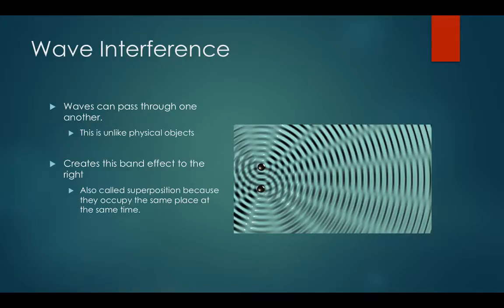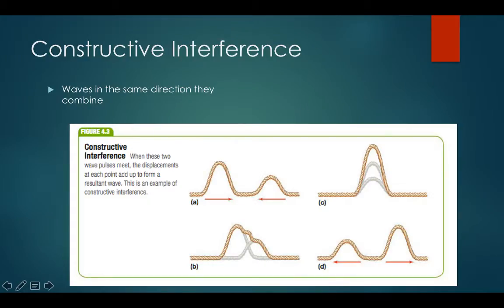When you see this, it creates something we call superposition. And this picture right here is a picture of superposition, because the waves are occupying the same place at the same time. So super means a lot, and position means, well, position. So it's just a lot position, or in this case, they're in the same position. Now, this causes what we call interference. And interference comes in two types. The first one's called constructive.